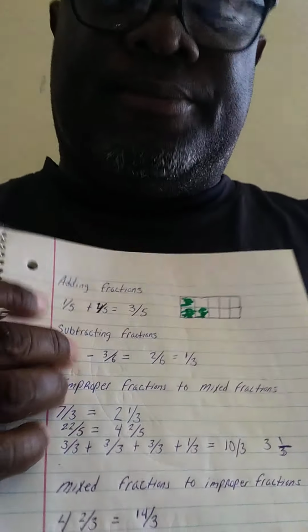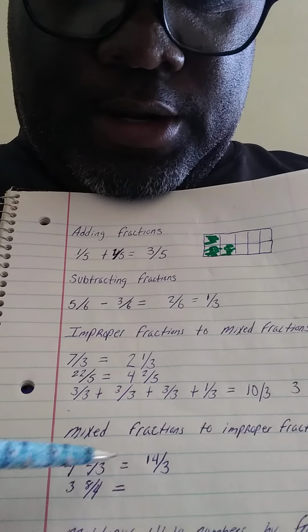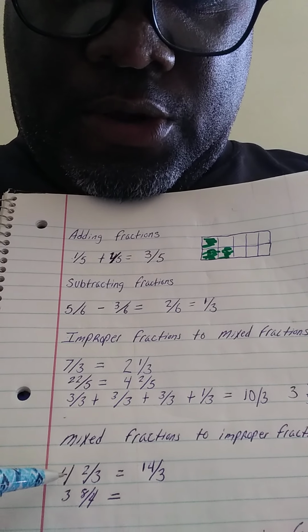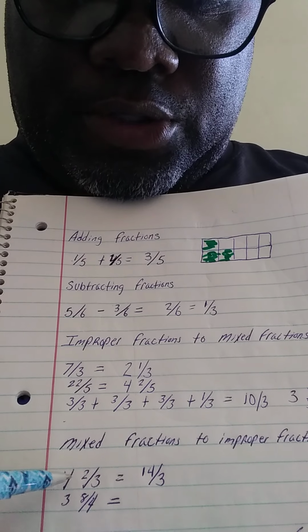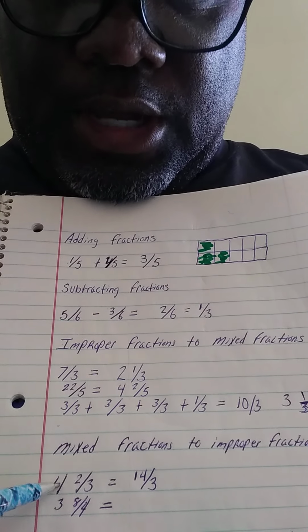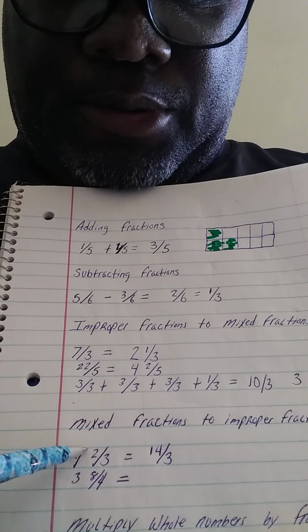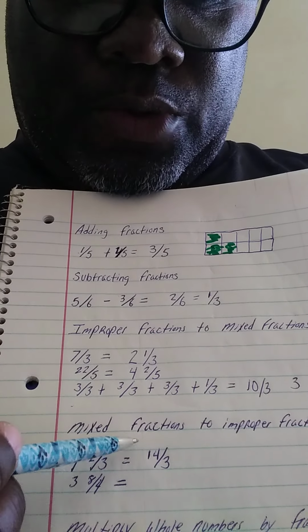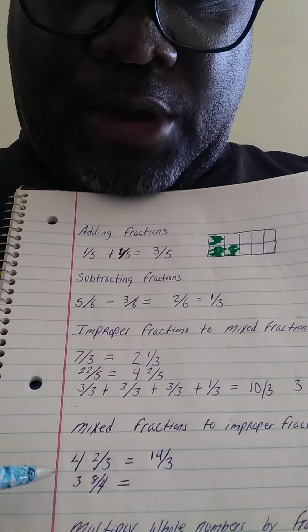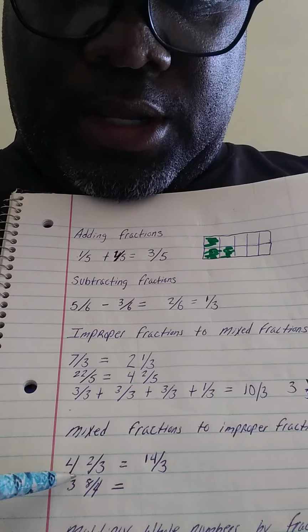I'll go through that again. It's right here. Our fraction is 4 2/3. We know 3 times 4 is 12, plus 2 is 14, which gives us 14/3 again. Then we have the second problem, which is 3 and... No, that wasn't a good example. I've got to give you a better one than that.